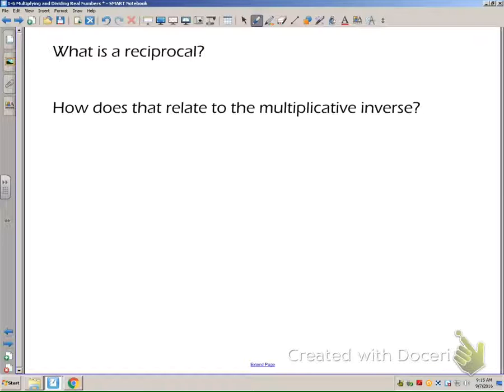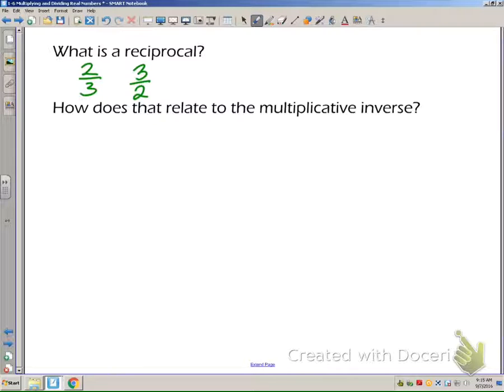What's a reciprocal? If I have 2/3, what is its reciprocal? The reciprocal of 2/3 is just 3 over 2. It goes right along with the multiplicative inverse. The product of the reciprocal, once again, is always 1. So the reciprocal of a number is its multiplicative inverse.